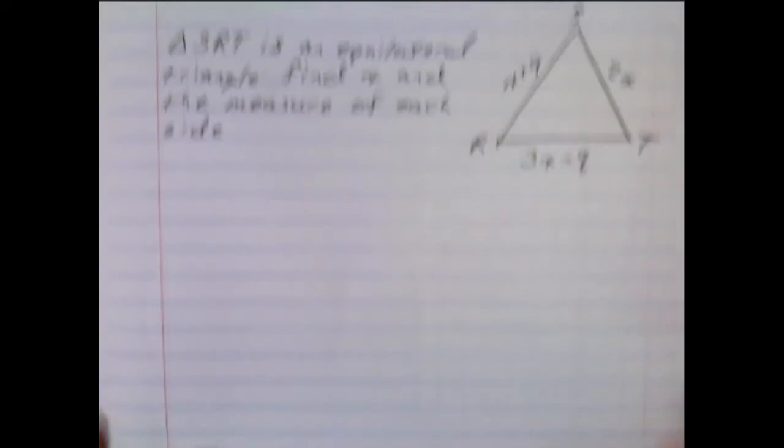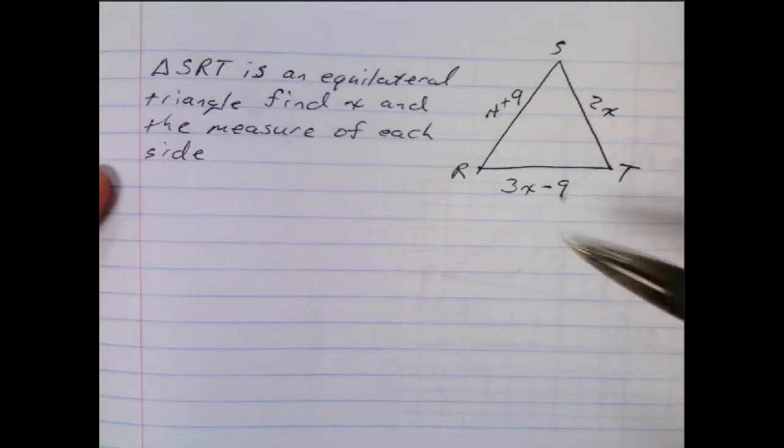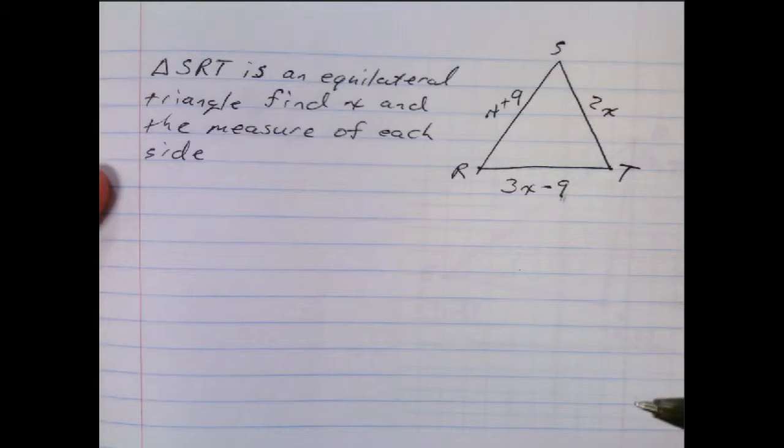So let's look at a couple examples. Now, most of what you're going to see in class is going to be classifying these. So a couple different things that we do with this. The first one, we have a triangle here, triangle SRT. It is equilateral. So we know all three sides are the same. So then we're going to find x.